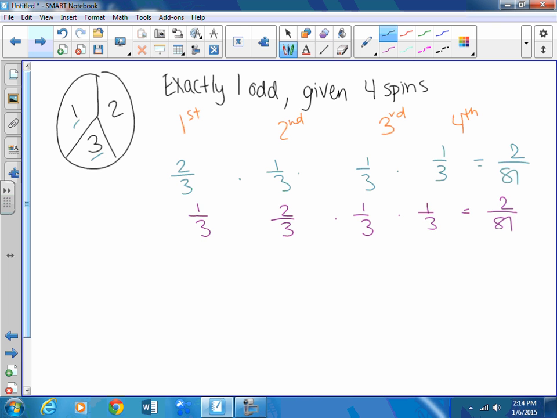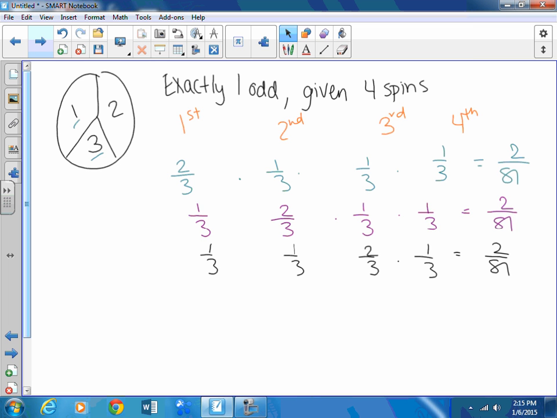My odd could have come during my third spin, and everything else would have been an even. Big surprise, you still get 2 over 81. Or my odd could have happened last, so my 2/3 is going to go for my fourth spin. Obviously, we're not going to write this out every time, but I want you guys to see this. And we're going to get 2 out of 81. So if we look at this, there were 4 different combinations of spins that gave me what I wanted.